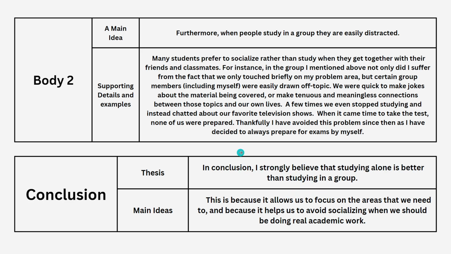Now take a look at how I stated the second main idea. Here in the body paragraph, I said when people study in a group, they are easily distracted. But then when I repeated it in the conclusion, I changed it up. I said it helps us to avoid socializing when we should be doing real academic work. Again, it's basically the same idea, but I'm using completely different words. Indeed, I'm using words probably that don't always even appear in the body paragraph. So I'm showing off my vocabulary by avoiding repetition.